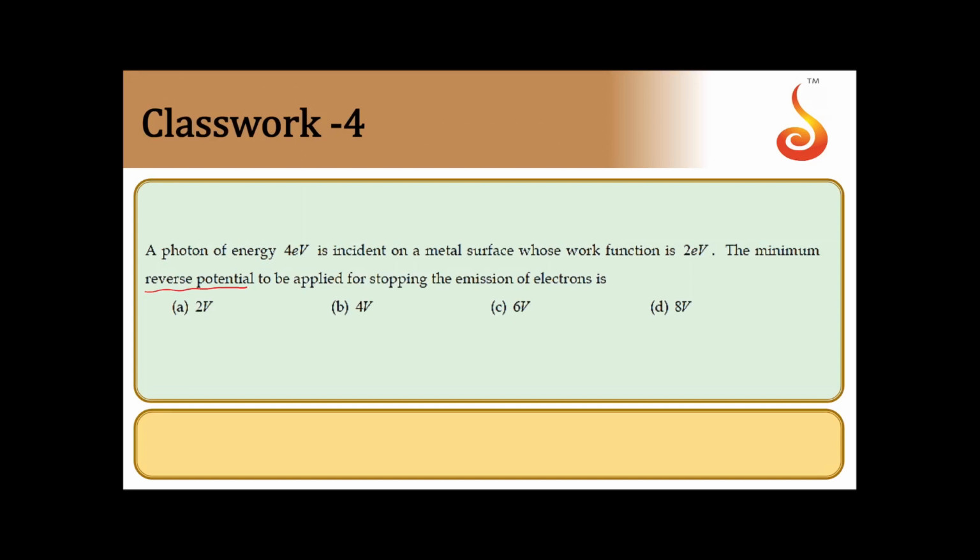What they have given here is photon has energy 4 electron volt and work function is 2 electron volt. So first find the kinetic energy of the electron. Kinetic energy in electron volt will give you stopping potential in volt. So according to photoelectric equation, energy of incident photon should be equal to work function plus maximum kinetic energy of photoelectrons. So energy is 4 electron volt, work function is 2 electron volt.